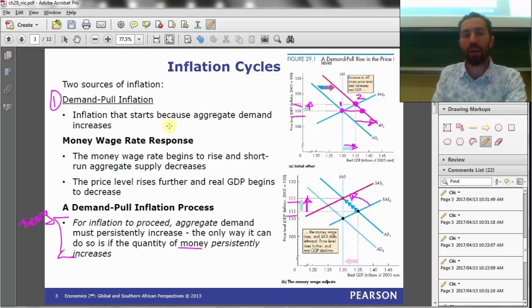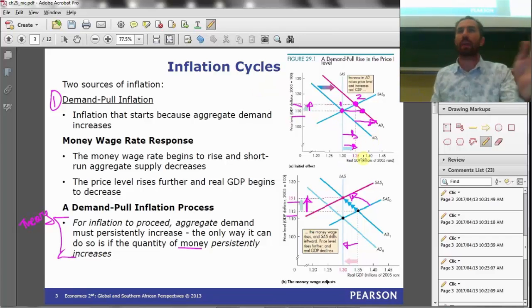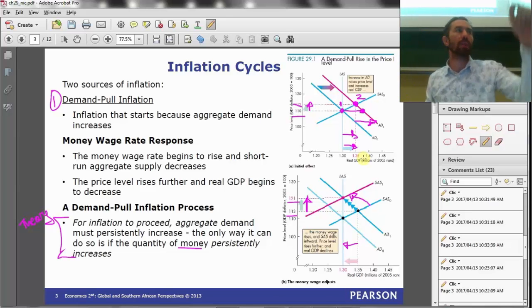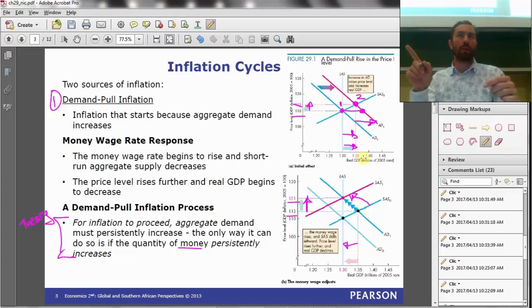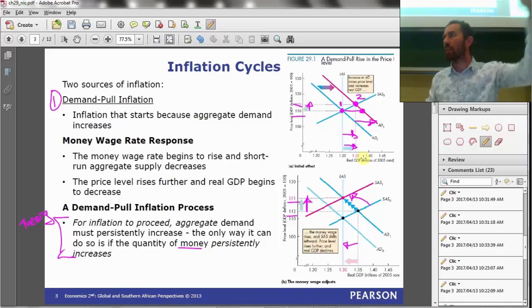What would be happening here? Obviously, we see output first increasing, so output increases, then it decreases. So obviously we can see that if output is first increasing and then decreasing, we're going to have a cyclical effect, right? Output going up and then coming down. And then aggregate demand increases, output goes up, and then supply shifts to the left and output goes down. Goes up, goes down, up, down. And the whole time we're just getting inflation.